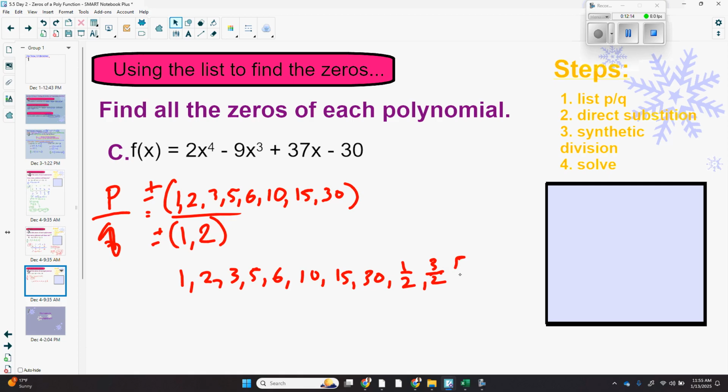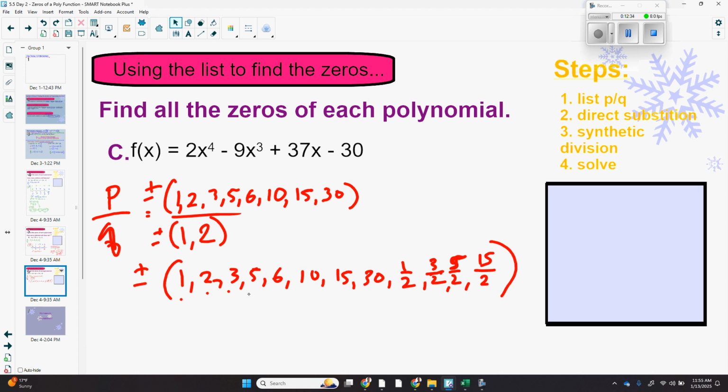5 halves. 6 over 2 is 3. 10 over 2 is 5, already on the list. 15 over 2 I don't have. Make that one a little better, that's 5 halves. 15 over 2, and I think that might be it because 30 over 2 is also 15. So my list here is huge.